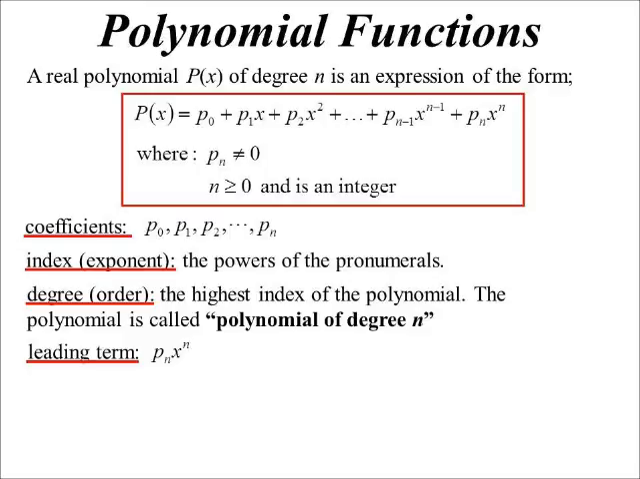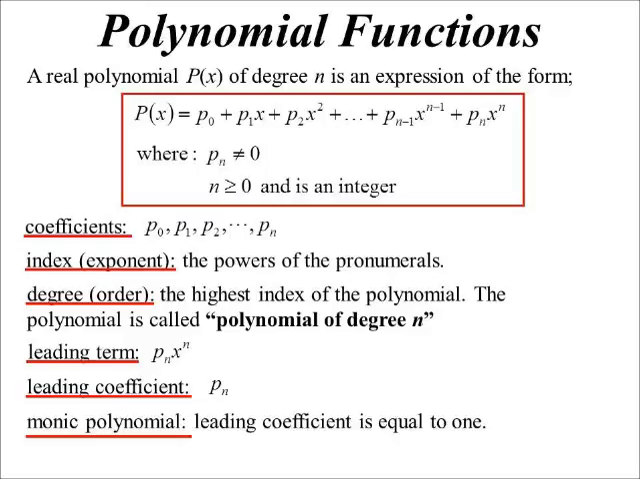So it's called the leading term, as opposed to the leading coefficient, which doesn't have the algebra with it. So it's just whatever the coefficient is. So make sure you read the question carefully. If they're asking for the leading coefficient, then they don't want the x to the power of n part. They just want the number in front of it. And a monic polynomial is whenever that leading coefficient is equal to 1.